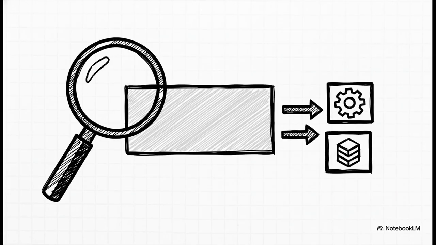Next up is decode. This is where the control unit steps in. It takes that instruction it just fetched and basically reads it. It breaks it down into two simple parts. What's the command, like add or move, and what's the data that I need to do it with?